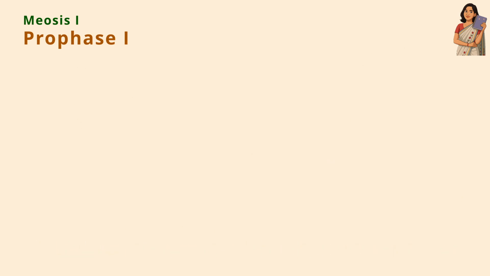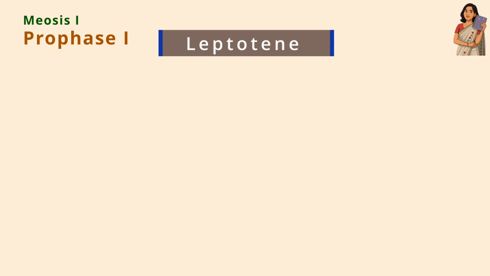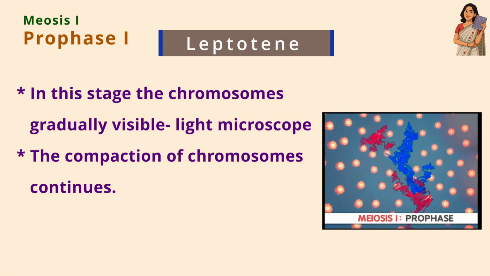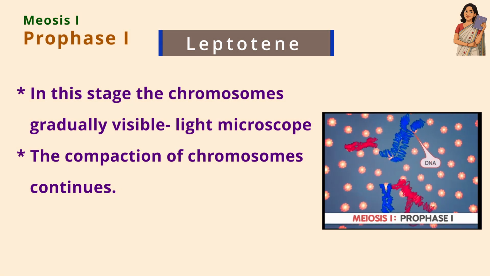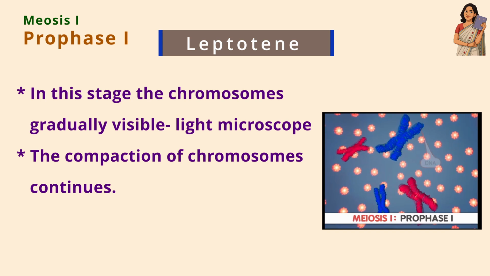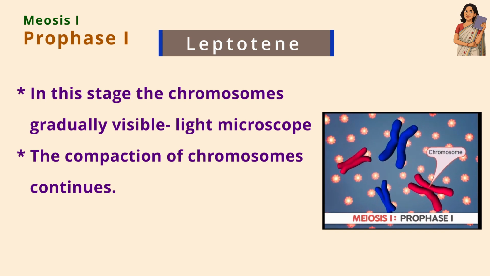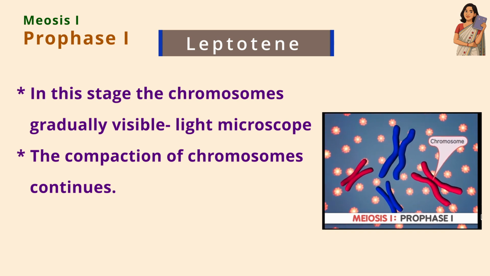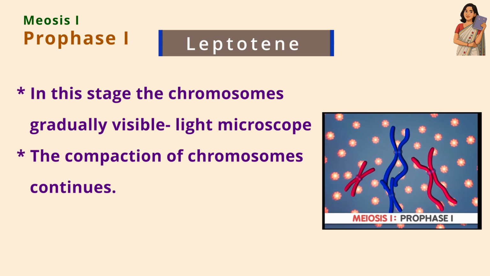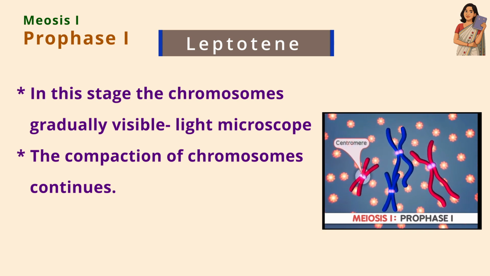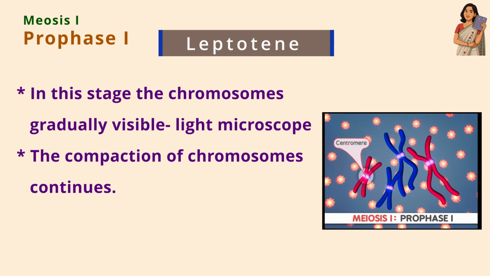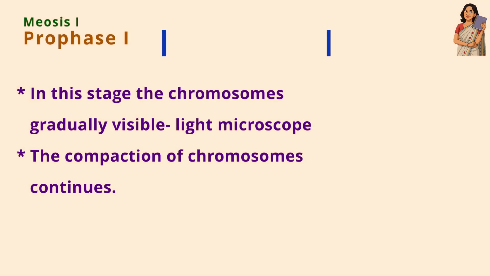The first one is Leptotene. Leptotene is the thin thread stage. This is the first stage where the chromosomes start to condense and become visible in a light microscope, which means we can see the chromosomes through a microscope.